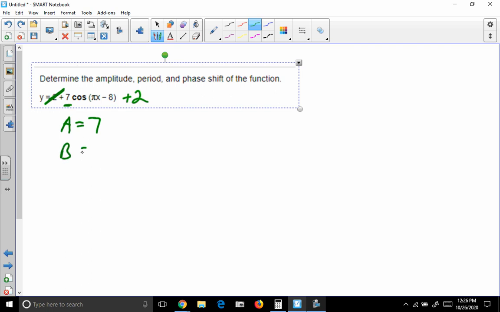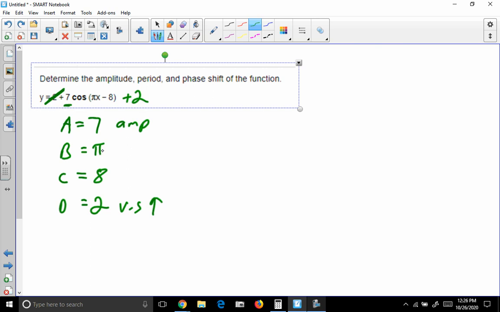B is the coefficient of x. C is the number added or subtracted from the x term, and I'm just going to write the number. We'll talk about the direction later. D is the vertical shift, and in this case D is 2. So we have an amplitude of 7, a vertical shift of 2, and it's up because it's added.